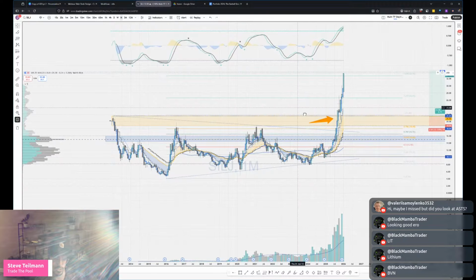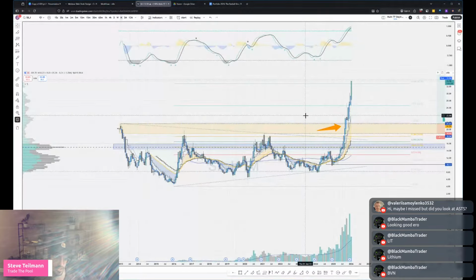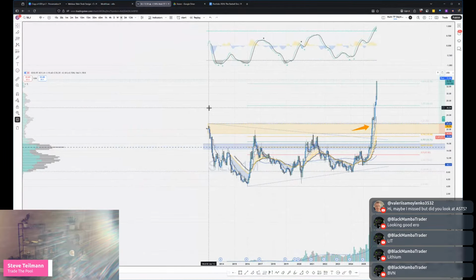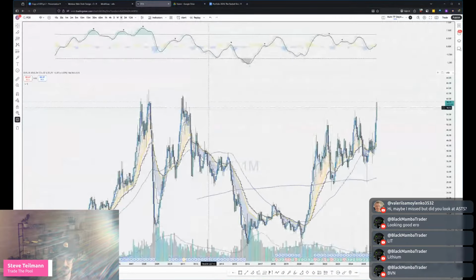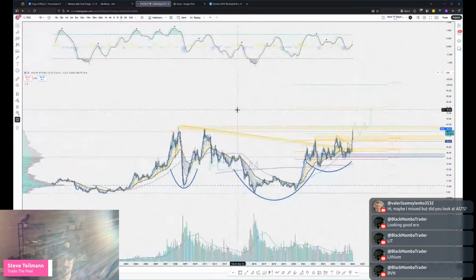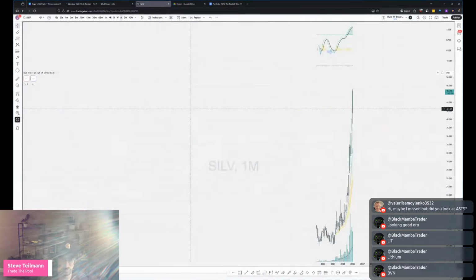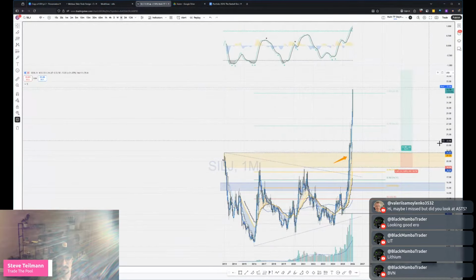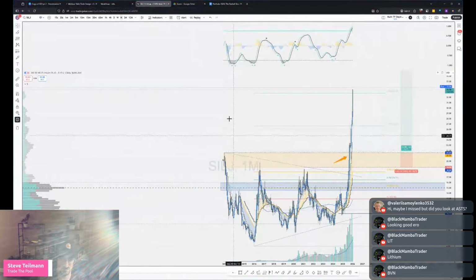But if you're a long-term position trader, better to be in here than not in at all on names like FCX. See, right under the long-term base. We go back to the silver miners. Right back under this big base. And that's why I love them.